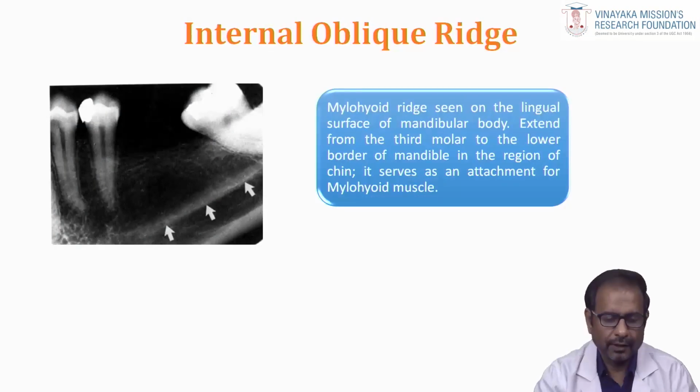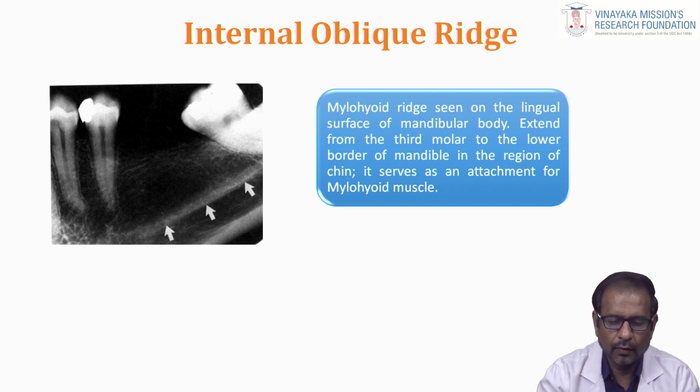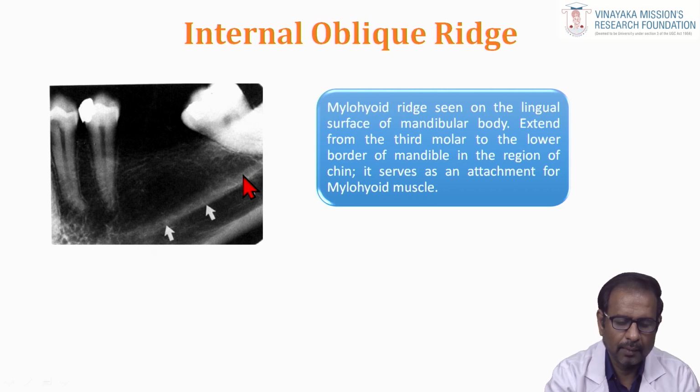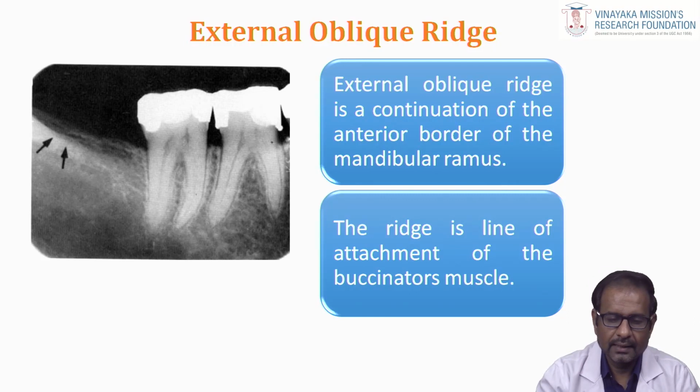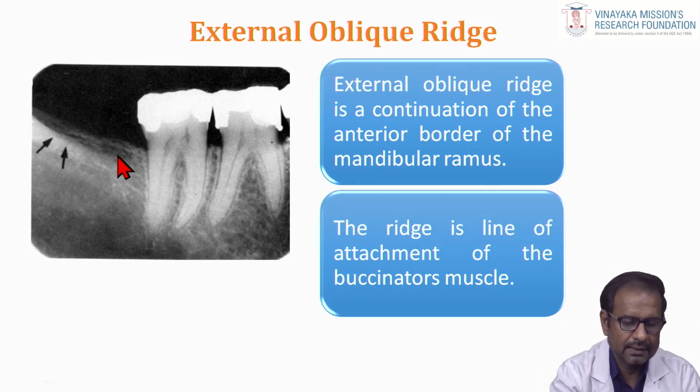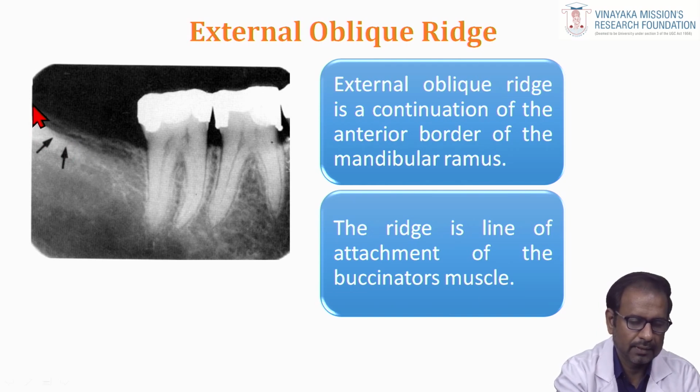Then the mylohyoid ridge, seen on the lingual surface of the mandibular body, extends from the third molar to the lower border of the mandible in the region of the chin. It serves as the attachment of the mylohyoid muscle. The next is the external oblique ridge. The external oblique ridge is a continuation of the anterior border of the mandibular ramus. See that? This is the anterior border of the ramus of the mandible.